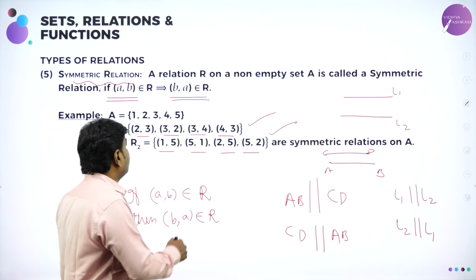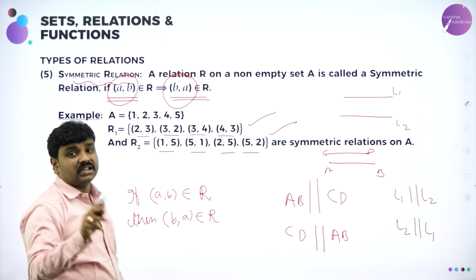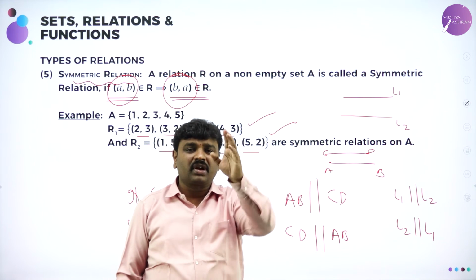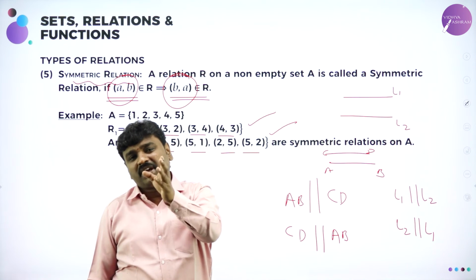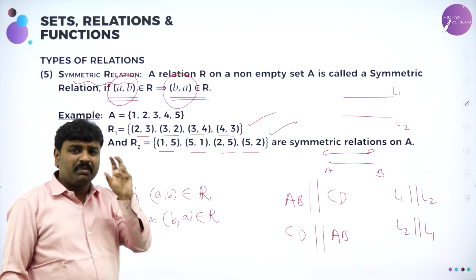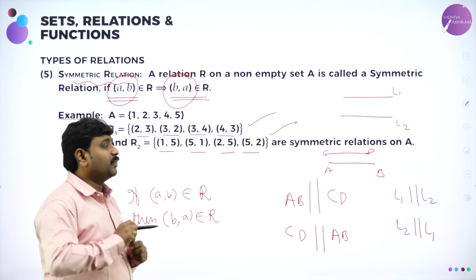Symmetric means what? If AB belongs to R, then BA also should belong to R, then we call that relation symmetric. First one, reflexive. Reflexive means what? For all A belongs to the given set, if A comma A belongs to R, we say reflexive. Second one, symmetric. What is symmetric? If AB belongs to R, then BA should belong to R, then we say it is symmetric.